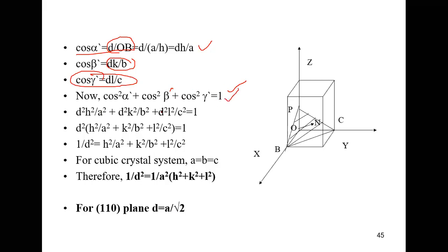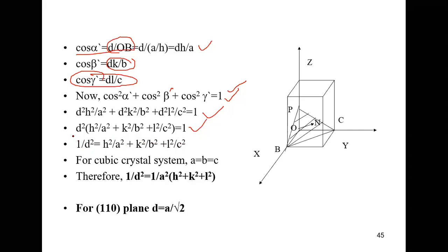So use this relationship, it will give you d square h square by a square, d square k square by b square, d square l square by c square equal to 1. If you take d square common, it will be h square by a square, k square by b square, plus l square by c square equal to 1 by d square. So from here 1 by d square will be h square by a square plus k square by b square plus l square by c square.